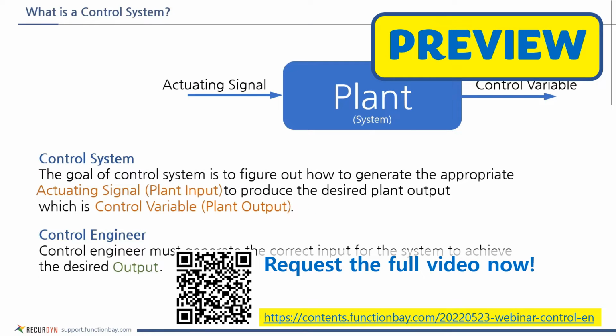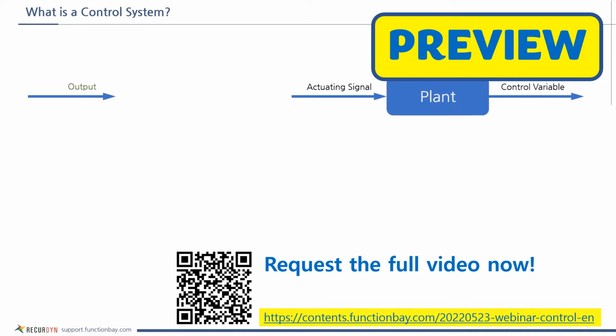The goal of control system is to figure out how to generate the appropriate actuating signal to produce the desired plant output, which is control variable. Therefore, the control engineer must generate the correct input for the system to achieve the desired output. At this time, desired output means target value. For example, the target values could be 100 m, which is the distance to be reached, or 25 degrees, which is the setting temperature of an air conditioner.